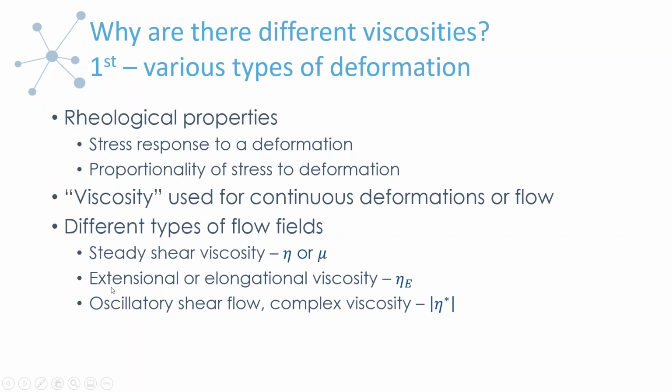Another common flow field, and we also have instrumentation that will provide this type of flow field, is an extensional or elongational flow field. There's a corresponding viscosity associated with this. It's important to realize that you need to define the different viscosities for the different flow fields because materials will respond differently to them. The behavior of a material under steady shear is generally very different than it is under elongational or extensional flow.